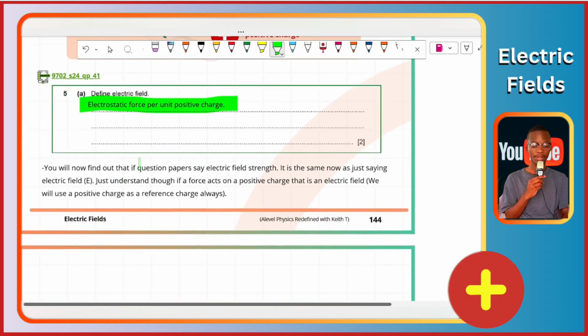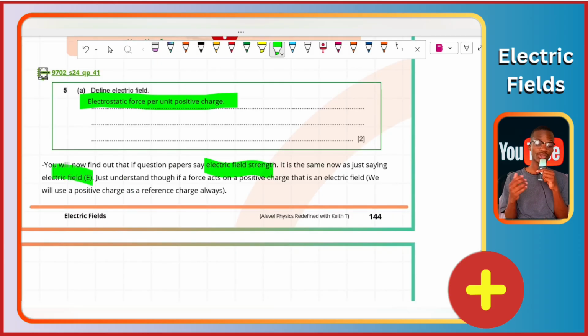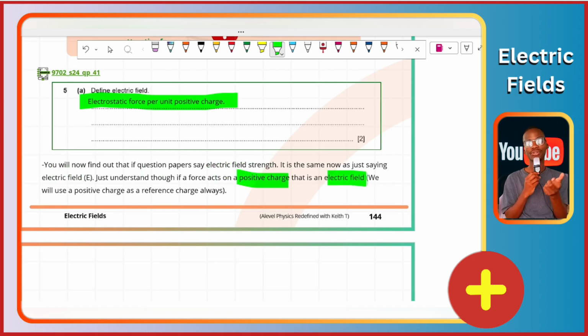You'll now find out that if question papers say electric field strength, it is not the same as just saying electric field E, right? It'll just be a little bit the same. But you just need to understand that if a force acts on a positive charge, that is the electric field, right? We'll always use a positive charge as a reference charge, not a negative charge. We're going to be dealing with a positive charge throughout all of our calculations.